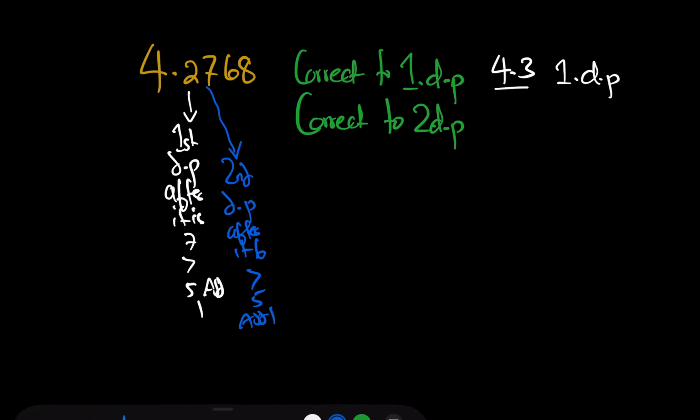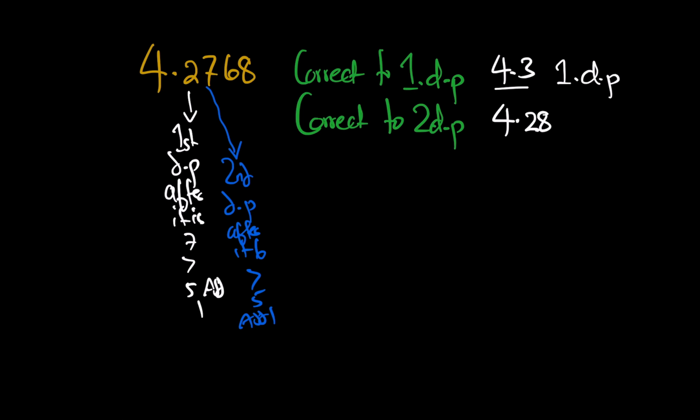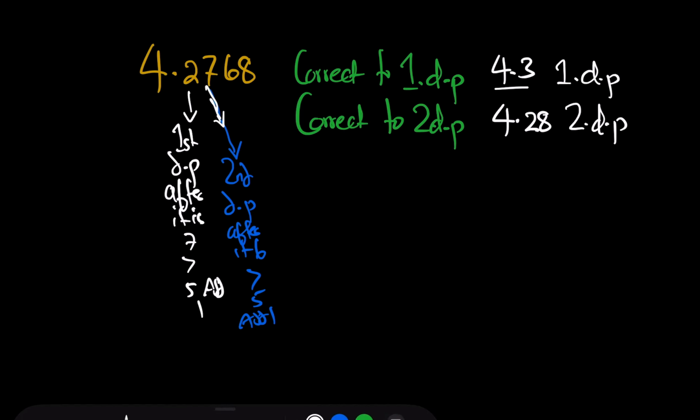So our answer becomes 4.28 because it's the second decimal place. Can you see that? We are correcting 4.2768 to two decimal places. This is our second decimal place, but the number after it is 6. It's greater than 5, so we add 1 to that 7, and then we get 4.28. I hope that brings some clarity. I hope you can understand what we are doing.